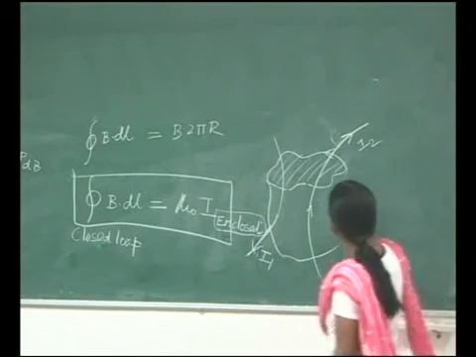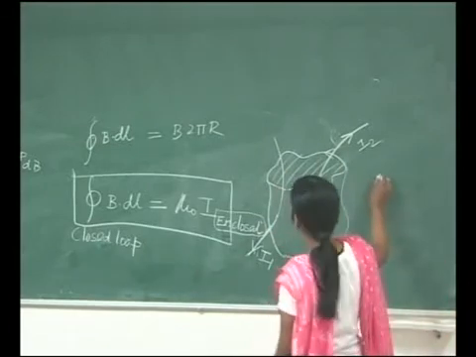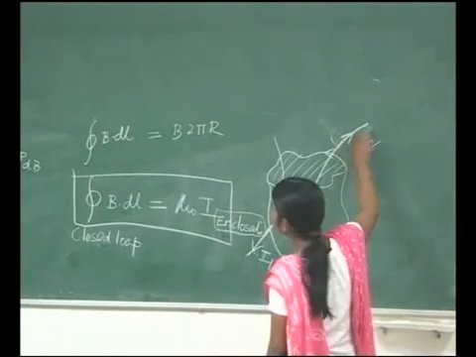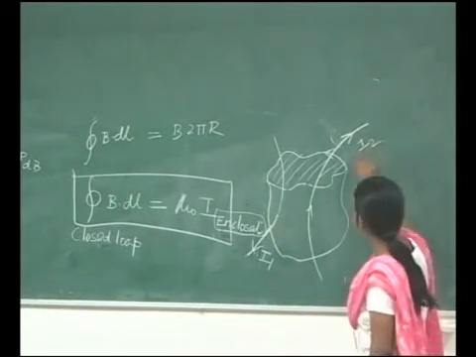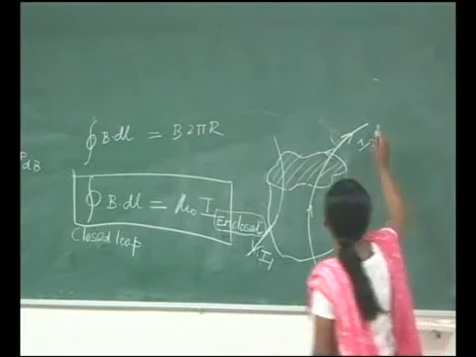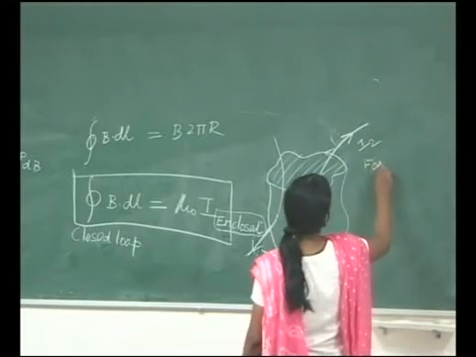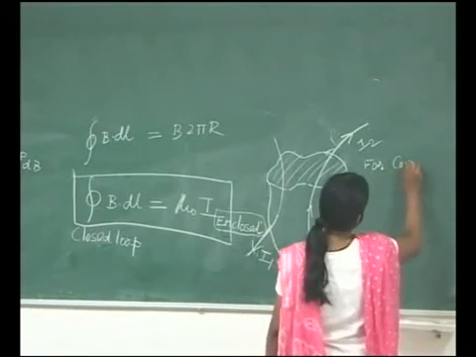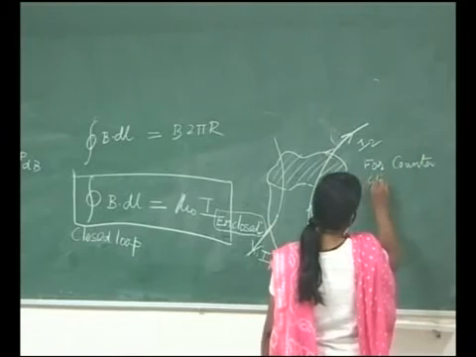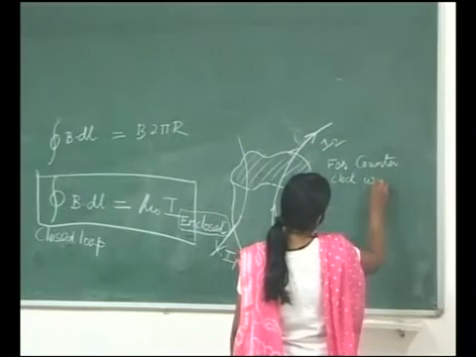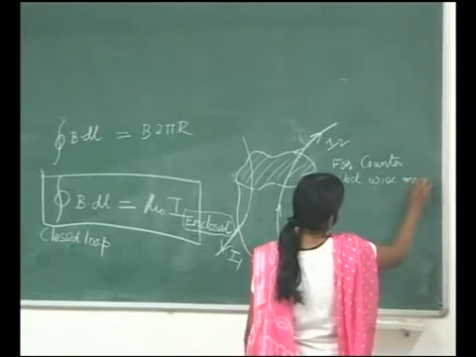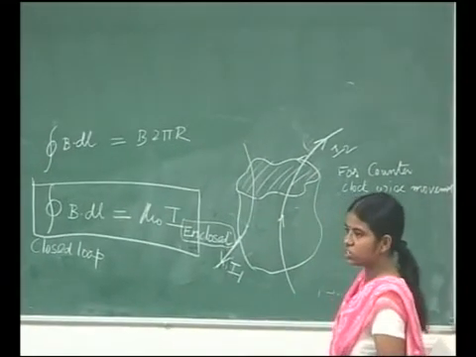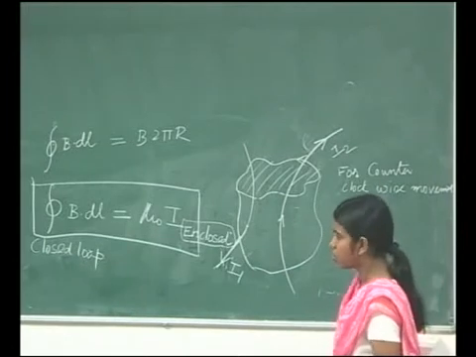If I move in this direction, what do I have to calculate? I have to calculate B dot dl. Now the current is in this direction, so what would be the direction of the field? I am moving in this direction. This is for counterclockwise movement. What is counterclockwise? Against the rotation of the clock, the conventional clock. Is it clear?